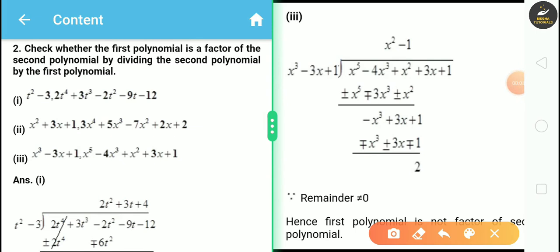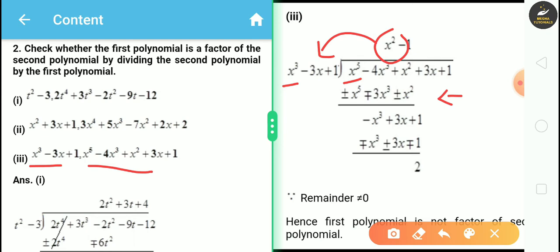Question 3. The divisor is x cube minus 3x plus 1 and the dividend is x raised to 5 minus 4x cube plus x square plus 3x plus 1. In the divisor, the x square term is not present, but we can go with the current divisor, it doesn't matter. Okay, so let's start with the solution. This is the dividend and this is the divisor. So the first step is first term upon first term, x raised to 5 upon x cube we will get x square. Multiply this x square with the whole divisor to get x raised to 5 minus 3x cube plus x square.